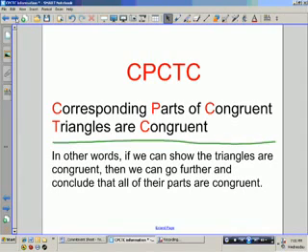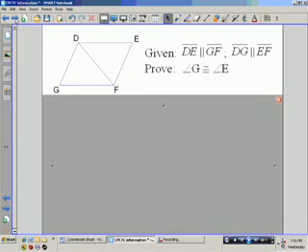Let's keep going. Next proof. If you're in charge of the computer, please do me a favor and pause the video right now so that everyone can get the drawing and information into their notes. Excellent.